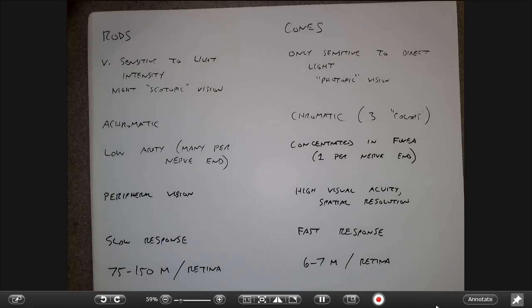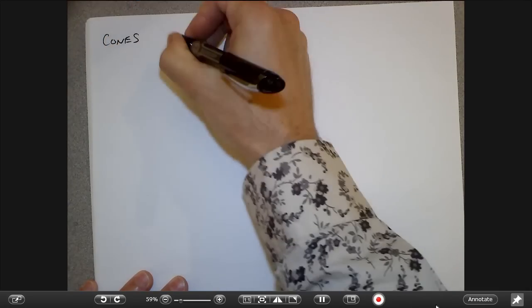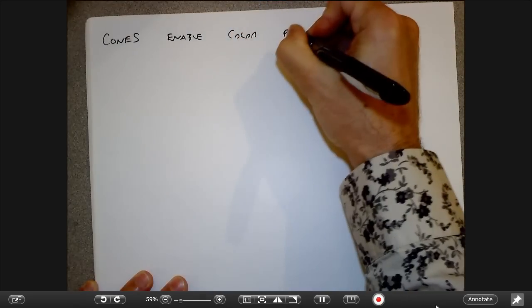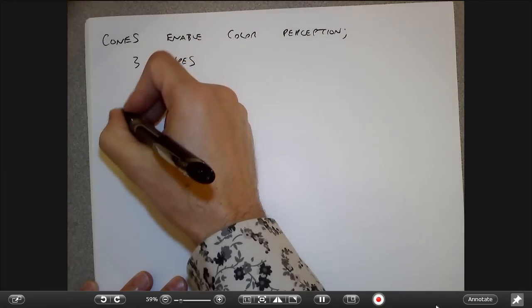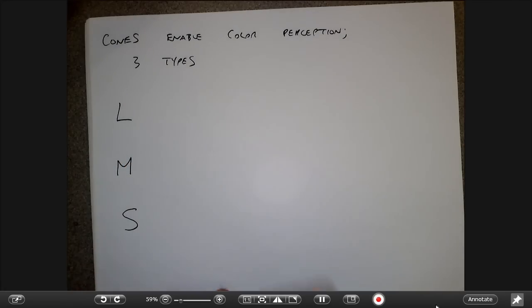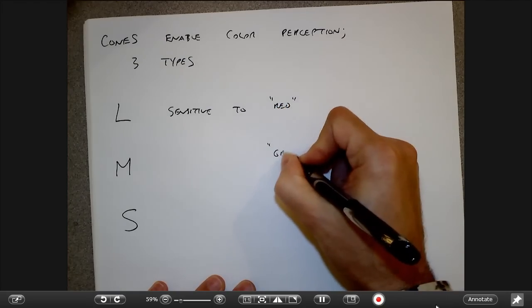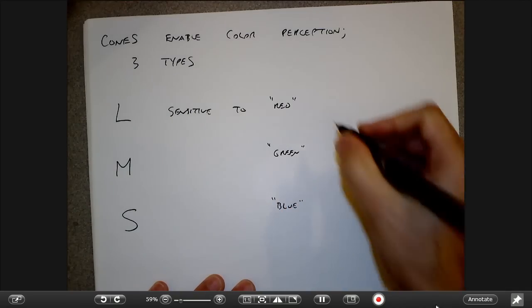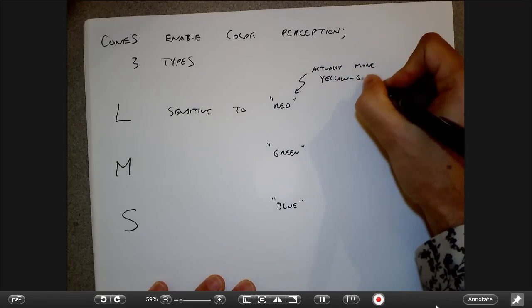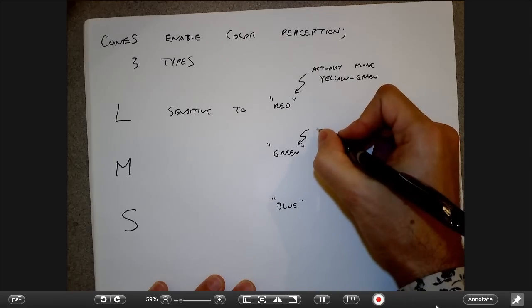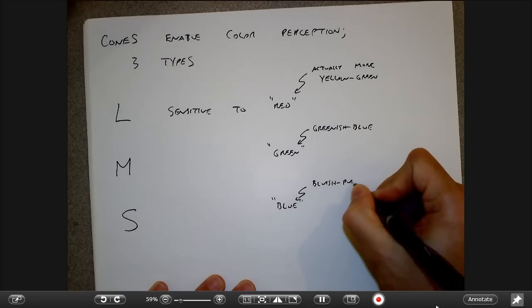So let's talk a little bit about the cones. Right, so the cones are basically what allow you to perceive color. Okay, and there are three basic kinds of cones. So cones enable color perception. And there are basically three types. Technically they're called long, medium, and short, based on their wavelength. So the long is sensitive to what I would call red, green, blue, like this. But as we'll see in just a second, this red is actually more like a yellowish green. And this green is more of a greenish blue. And this blue is more like a bluish purple.